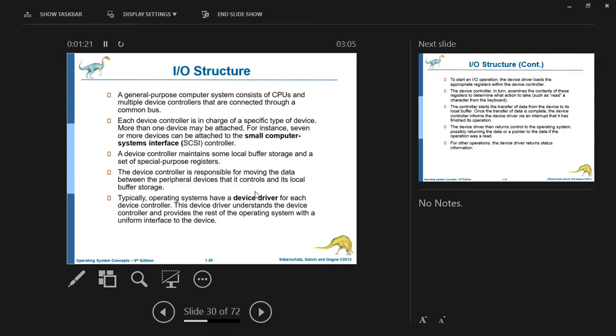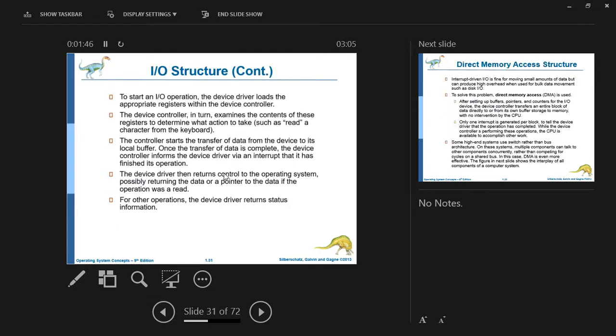Now, coming to IO structure. IO devices, we said, are implemented with the help of certain interfaces, right? These interfaces we also call device drivers. So this will help make possible the communication that happens between the CPU and these IO structures.